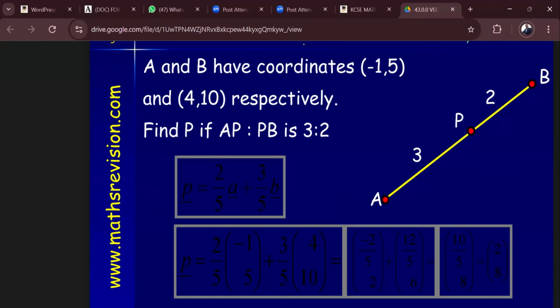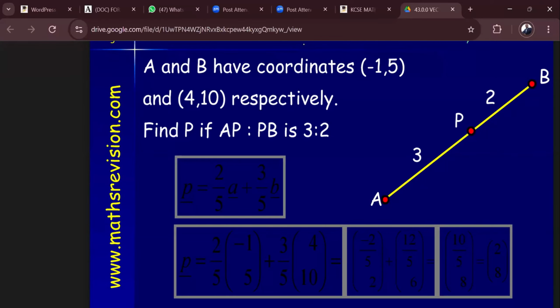Remember, A was negative 1, 5 plus 3 over 5B. And B was 4, 10. When you're opening the brackets, remember, it will touch both X and Y. So when multiplying by 2 over 5, remember 2 over 5 is just a fraction, it's not a vector. This fraction gets to every coordinate.